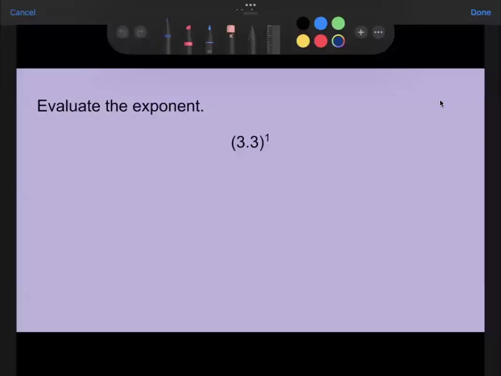Okay, here is our next example. We're going to take 3.3 and evaluate it to the first power. So again, that little exponential number tells me how many times I am multiplying. Since that's a 1, I'm just going to put 1 space. Then I'm going to take the base and put it on that space, 3.3. Now you may have noticed I've got nothing to multiply it by. So that means 3.3 to the first power is 3.3.